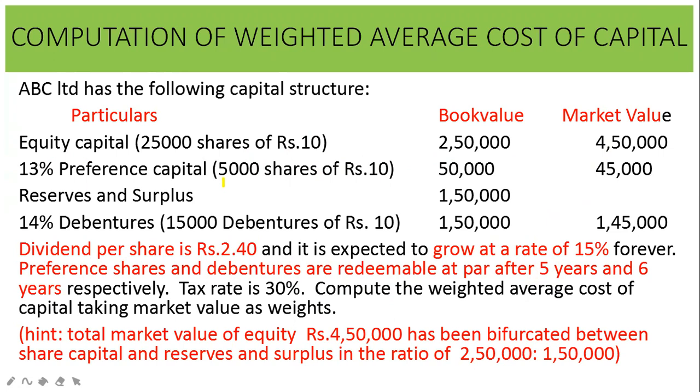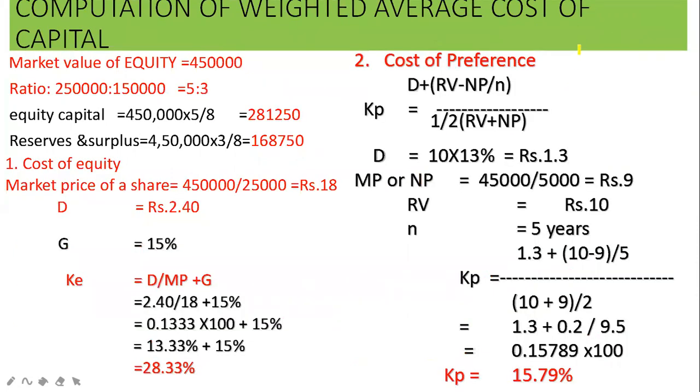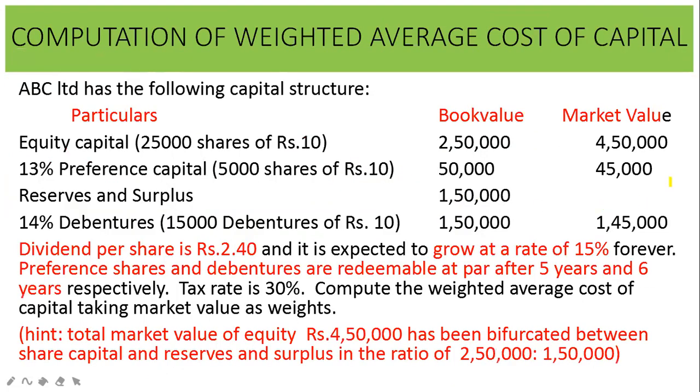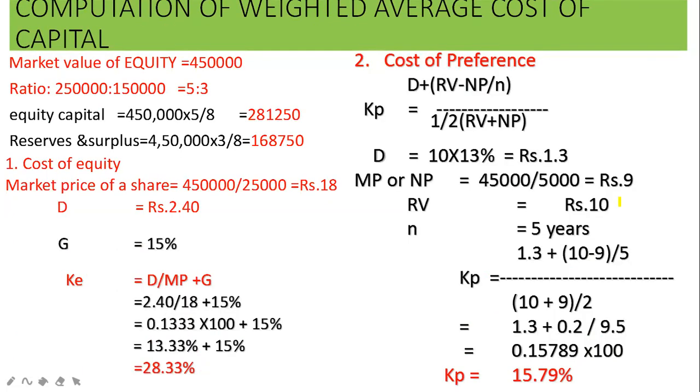Now coming to the calculation of the cost of preference. For this redeemable preference, this formula is to be applied. In the formula, D is the dividend for preference shares, RV is nothing but the repayable value of the preference shares, and NP is the net proceeds. Here, instead of net proceeds you have to apply the market price, because we have taken the market value as the base, and N is the number of years.